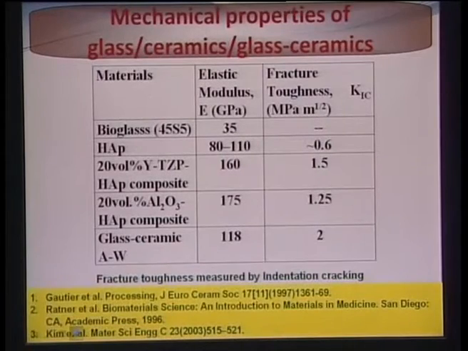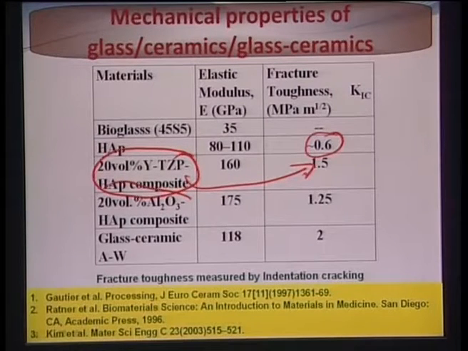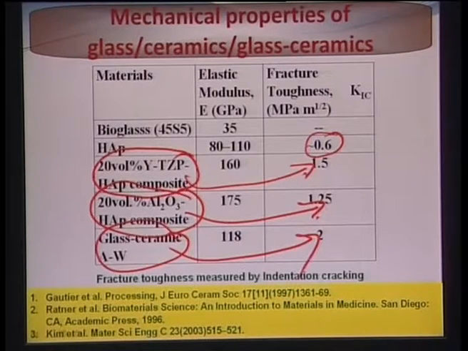Let us see a table which tells you the typical toughness values of the different materials which have been developed by different research groups. If you take the hydroxyapatite based materials, it is 0.6. In the 20 volume percent YSZ-HAp composite, it is 1.5. In the 20 volume percent alumina-HAp composite, it is 1.25. In the glass ceramic, it is 2 MPa square root meter.